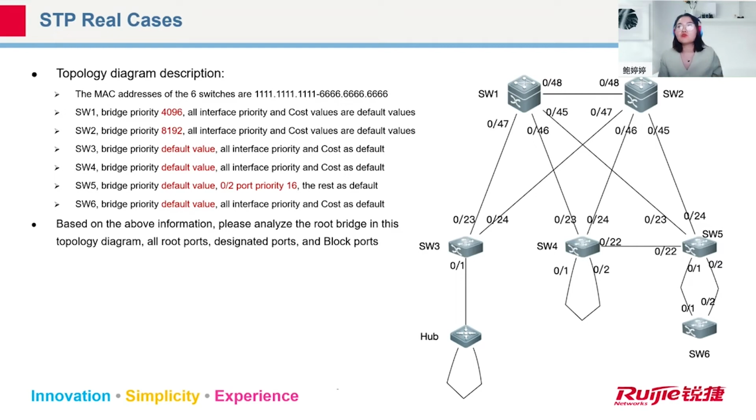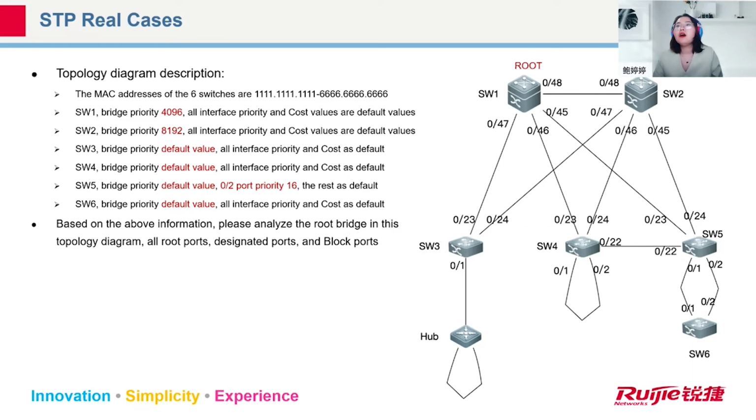So how do we select the root bridge? We compare the priority, and switches 3, 4, 5, 6 all have the default value. So we select the smallest one. The smallest one is switch 1, right? So finally, switch 1 will become the root.